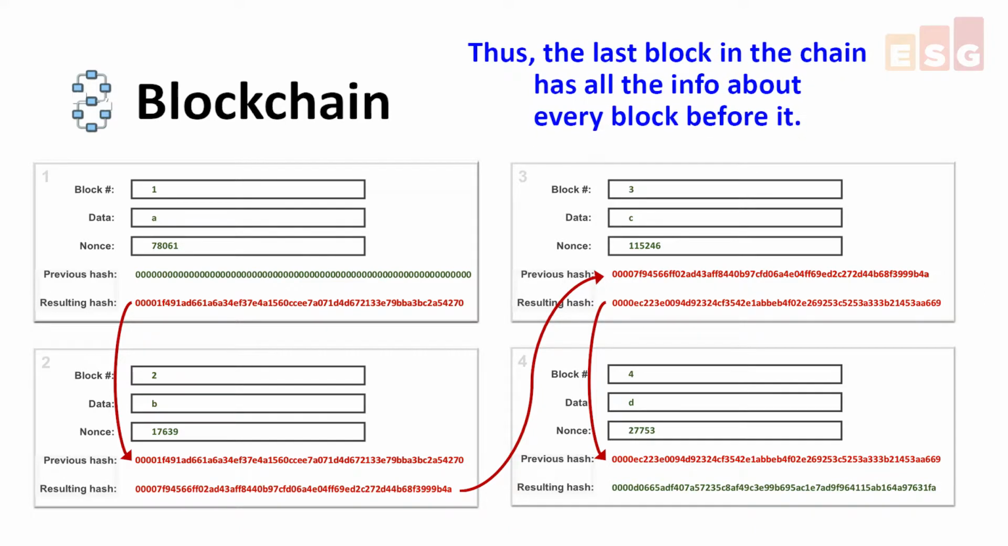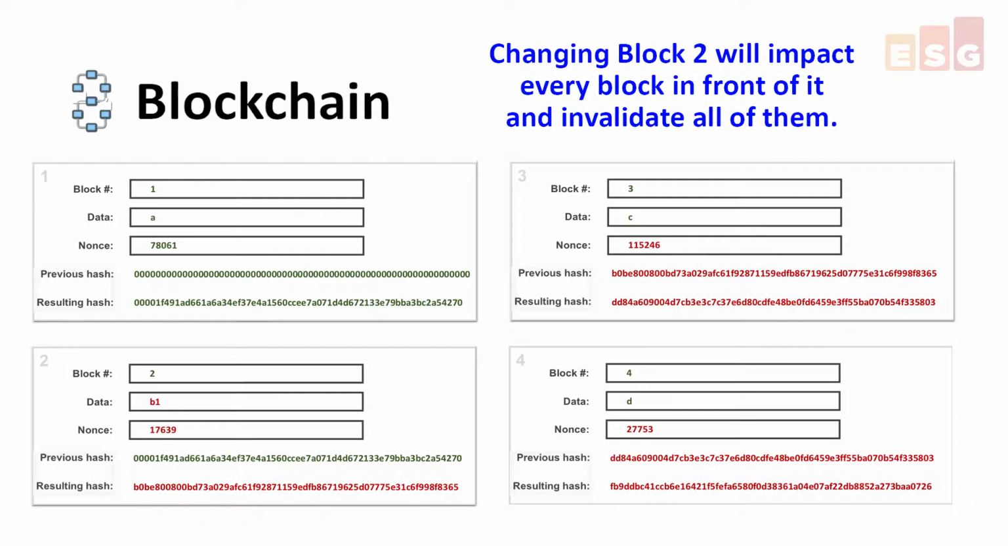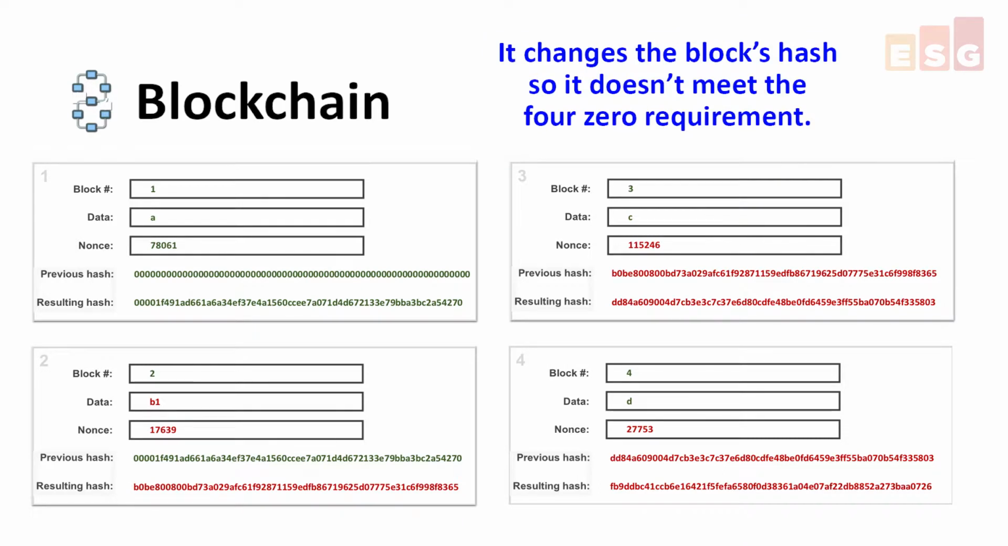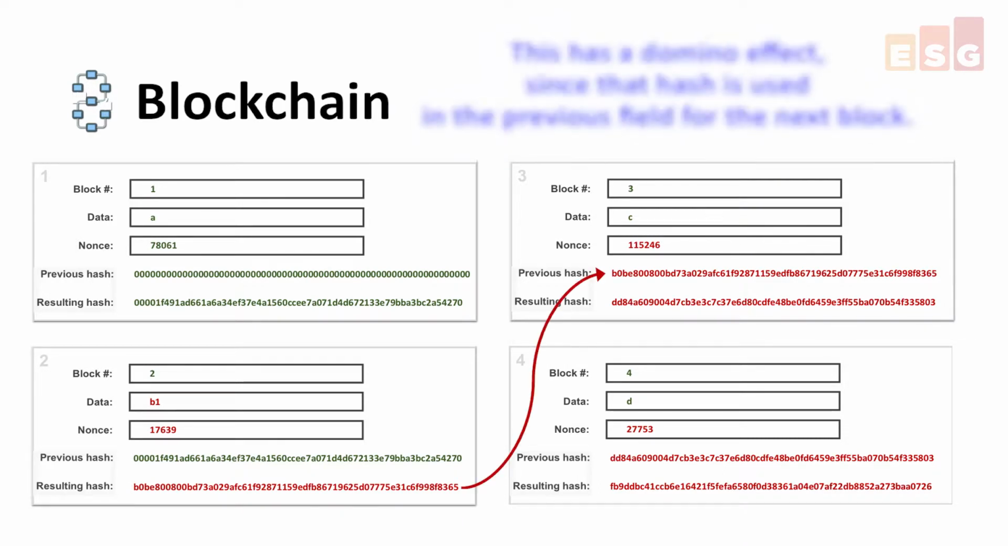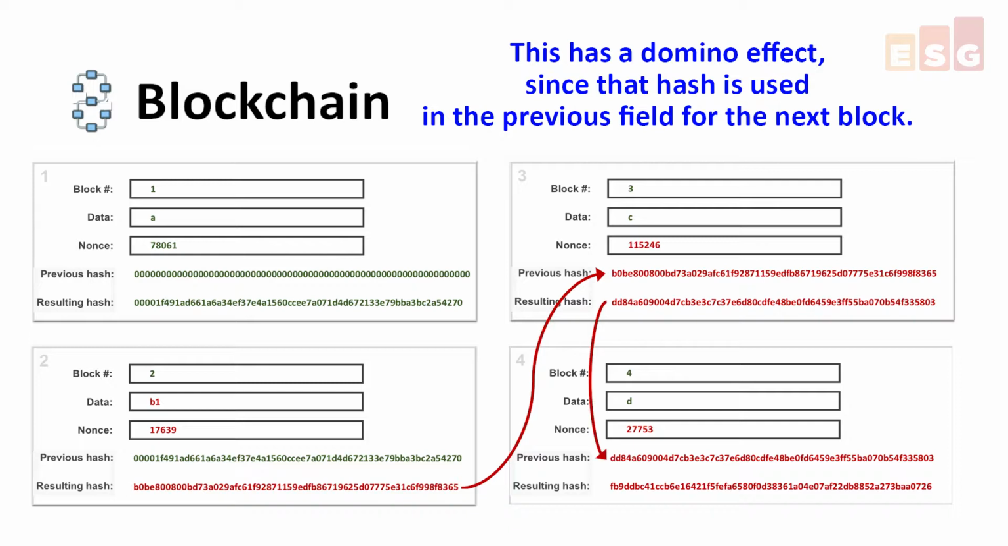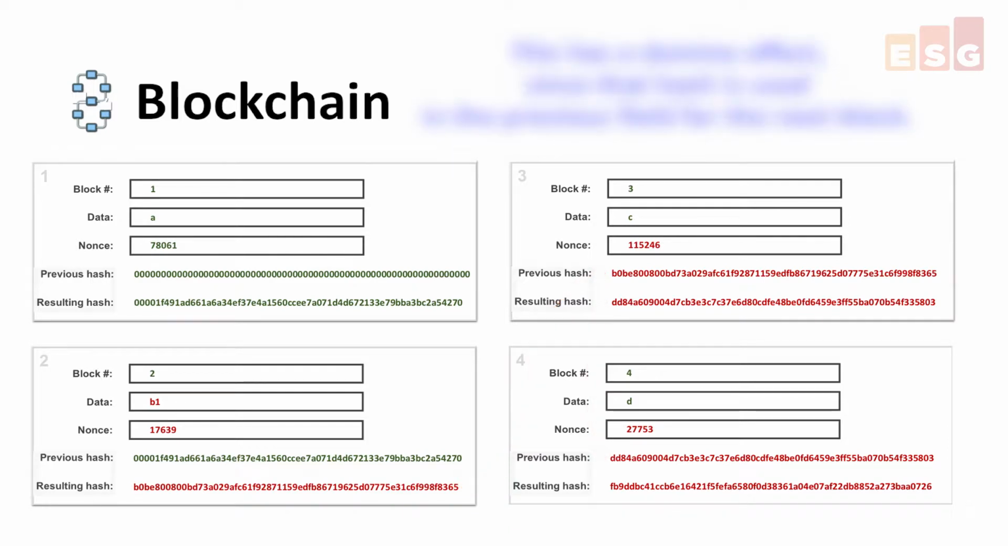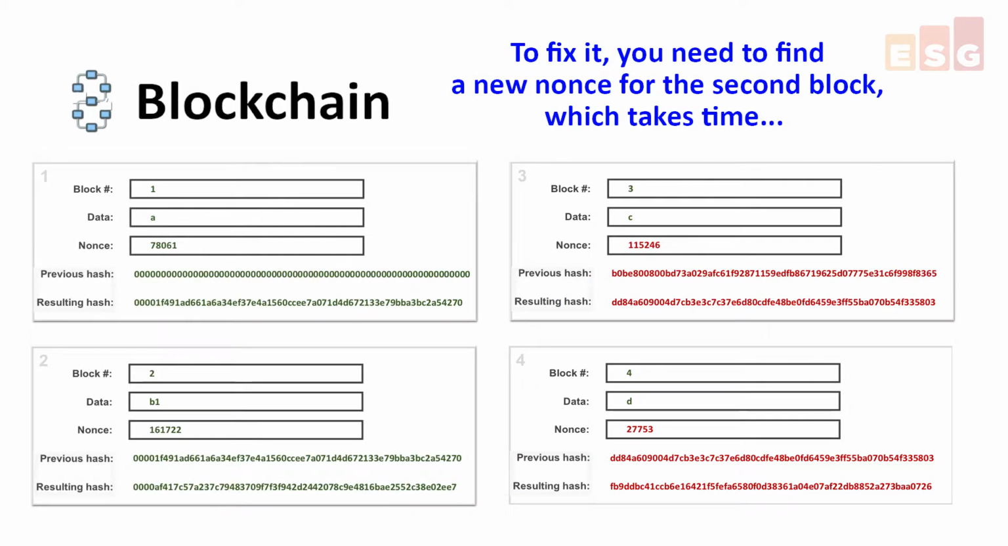What this means is that when looking at the last block in the chain, it has all the information about every block before it. The cool part here is that if I was to go back to block 2 and change anything about it, it will impact every block in front of it and invalidate all of them. Changing the block 2 data field to B1 changes the block's hash, so it doesn't meet the 4-0 requirement. This has a domino effect since that hash is used in the previous field for the next block. To fix it, you'd need to find a new nonce for the second block, which would take some time.